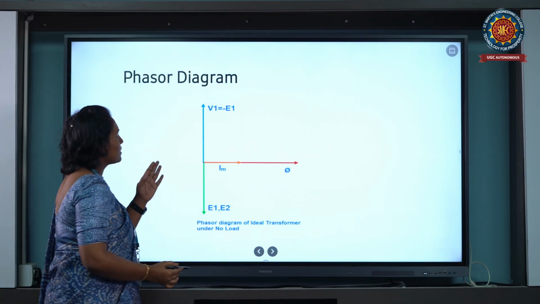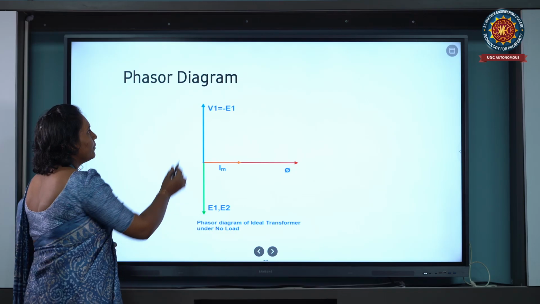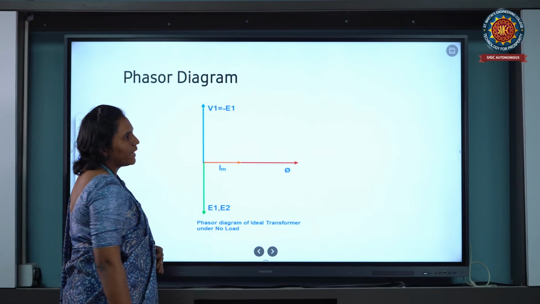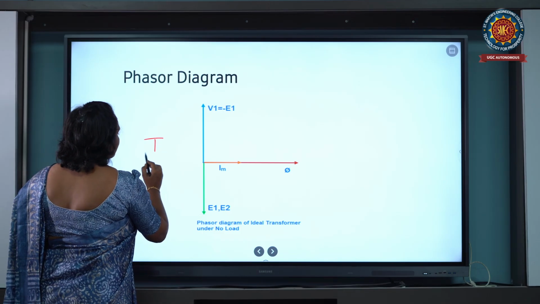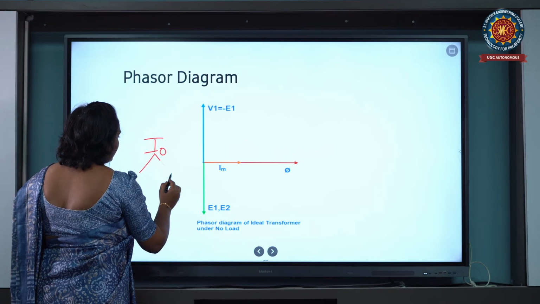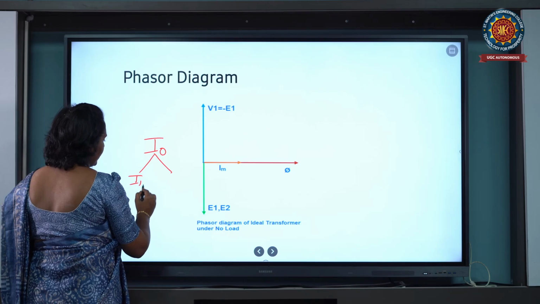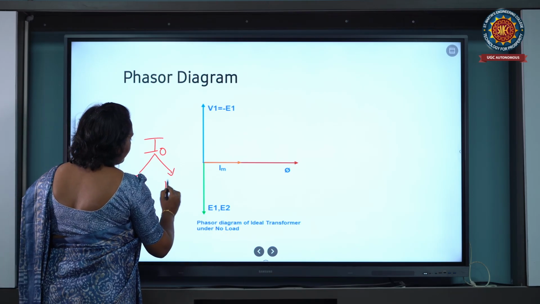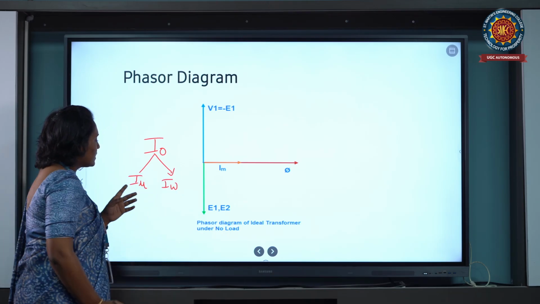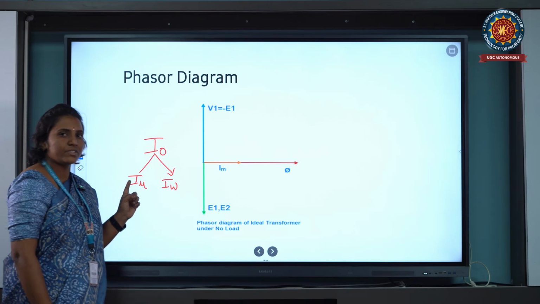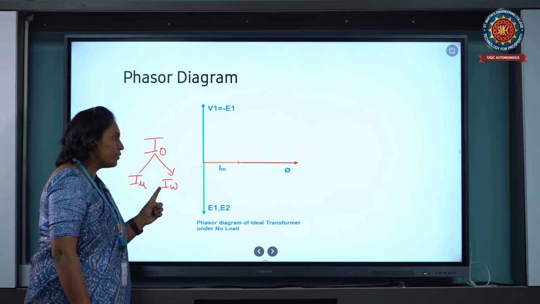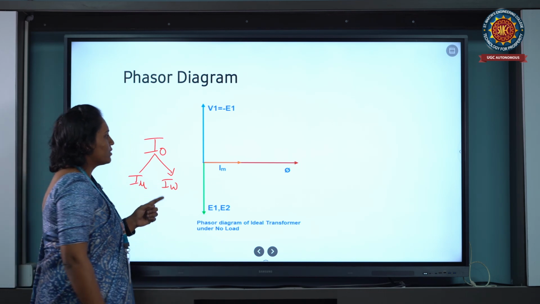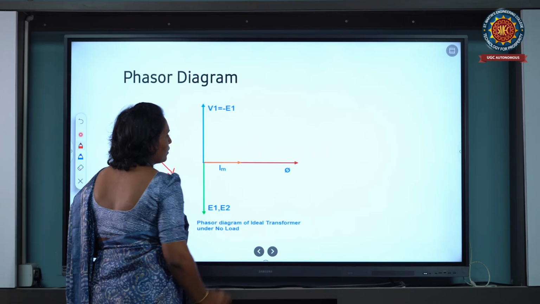Next we'll discuss the phasor diagram of the ideal transformer. In the ideal transformer, a no load current is produced. That no load current is divided into two currents: the magnetizing current, and the working component current. The magnetizing current is responsible for the magnetization of the core, and the working component current is responsible for the losses of the transformer. So this is the phasor representation of the transformer.